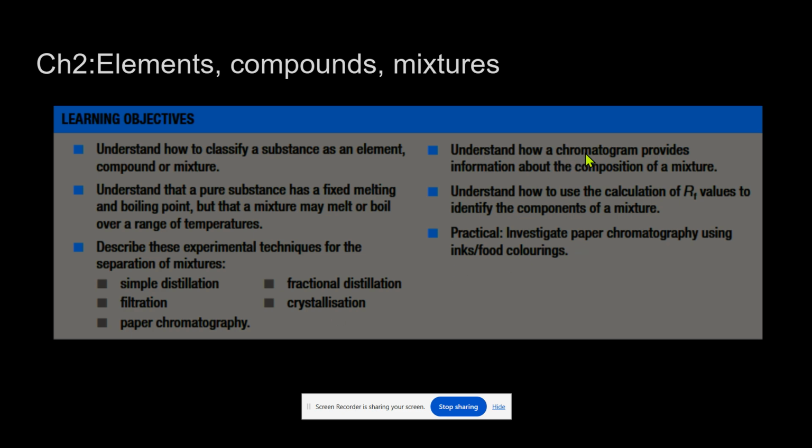Understand how a chromatogram provides information about the composition of a mixture. Understand how to calculate Rf to identify the components in a mixture. And investigate paper chromatography using ink and food colorings.